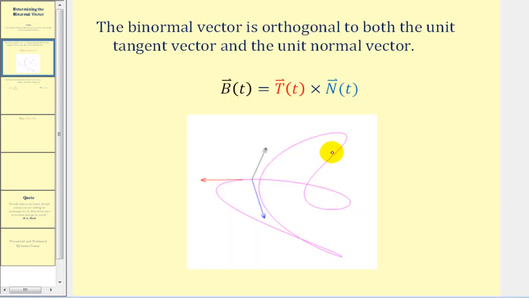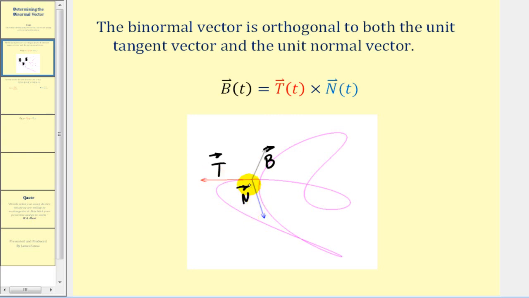Looking at this purple space curve here, this red vector would be the unit tangent vector, this blue vector would be the unit normal vector, and this black vector here is the new vector, the binormal vector. And the binormal vector is orthogonal, or perpendicular, to both the unit tangent and the unit normal vector.